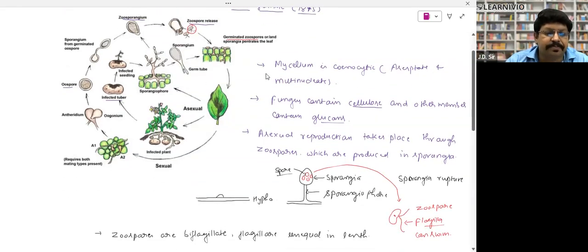Mycelium is coenocytic. This is aseptate and multinucleate, right? This is coenocytic mycelium, aseptate and multinucleate.